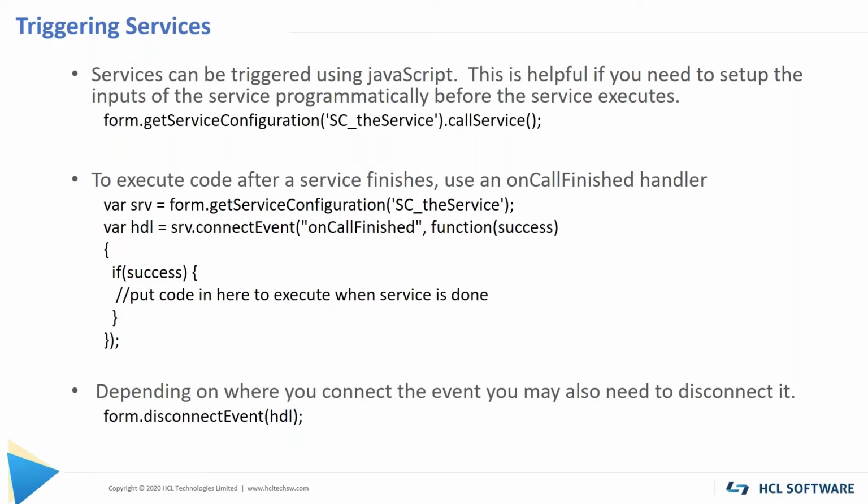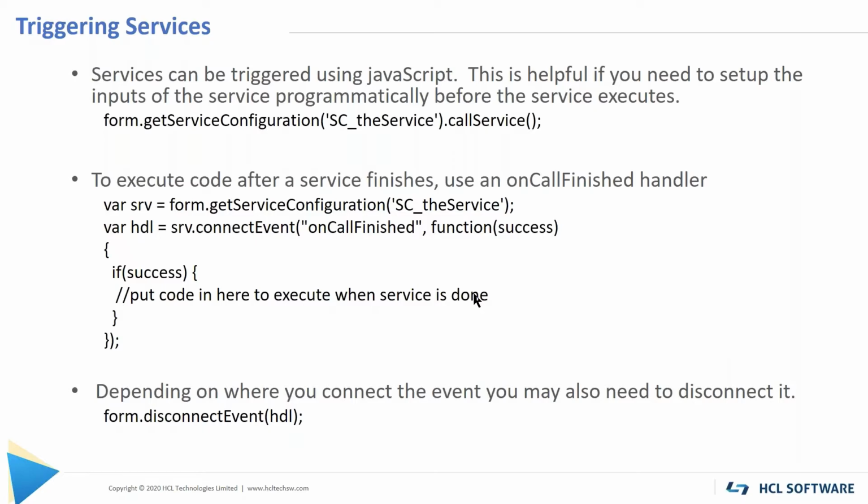So we register our service handler, and then we put that code inside of that if block. And depending on where you connect the event, you might also need to disconnect it. Generally, my recommendation is that you put on-call finish handlers in the on load of your form. That's what I would say is the best practice place to put them. But sometimes you need to attach them dynamically, and you might be attaching them in the on show of a particular item. If you happen to do that, you need to make sure you disconnect it.